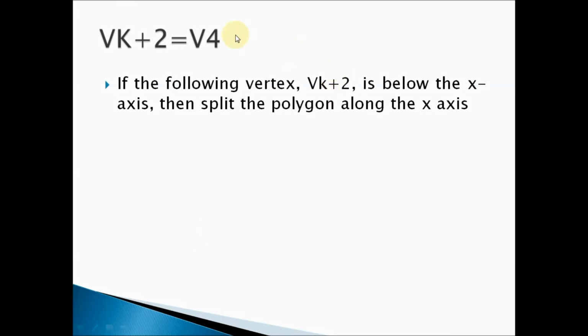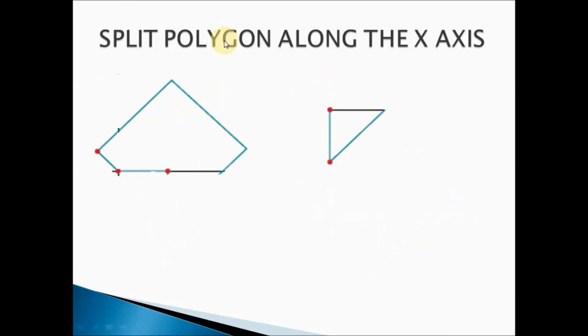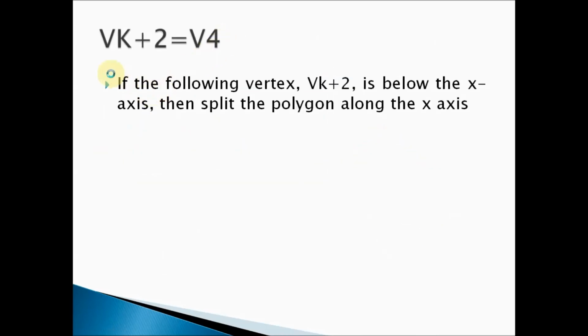Now what is vk plus 2? What is the third condition here? The third condition is: if the following vertex, vk plus 2, is below the x-axis, then split the polygon along the x-axis. Now you know that vk is vertex v2, v3 is vk plus 1, vk plus 2 is nothing but the v4 vertex. According to the third step, if v4 is below the x-axis, remember that v4 is vk plus 2.